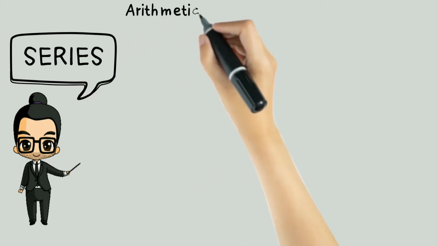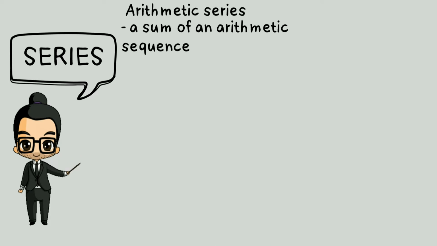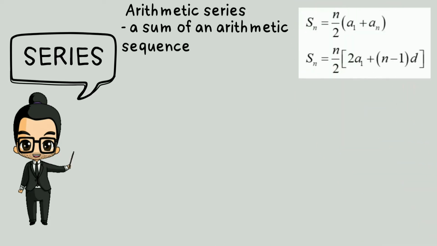Series. Arithmetic series is a sum of an arithmetic sequence. The given formula is Sn = n/2 (a1 + an). It can also be written as Sn = n/2 (2a1 + (n - 1)d), where a1 is the first term, an is the nth term, n is the number of terms, and d is the common difference. Next one is geometric series.